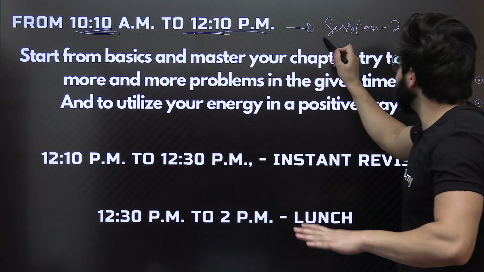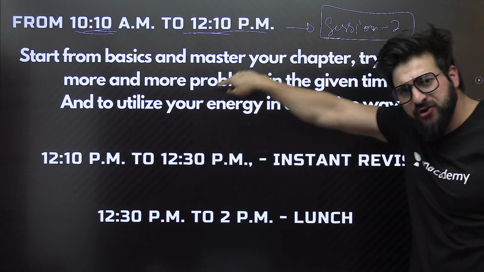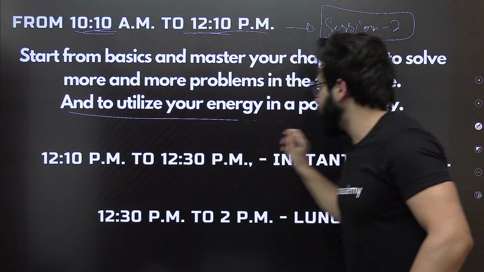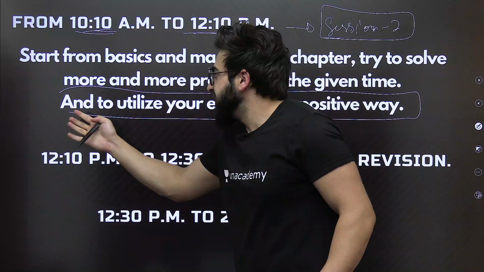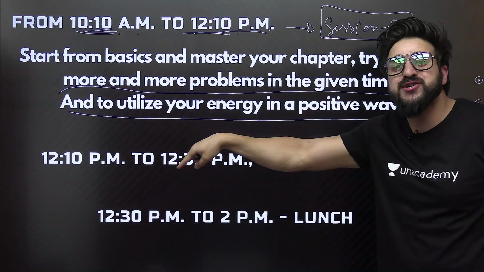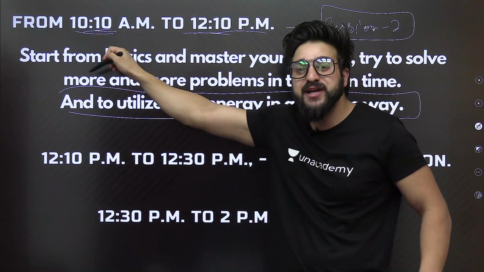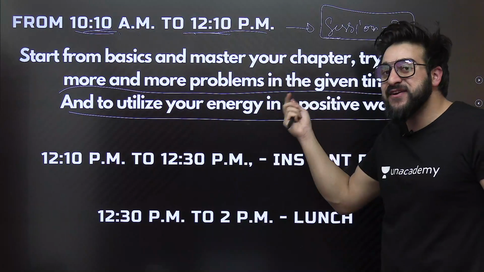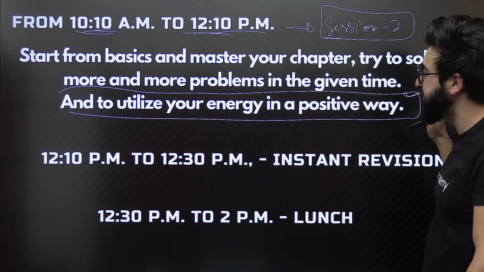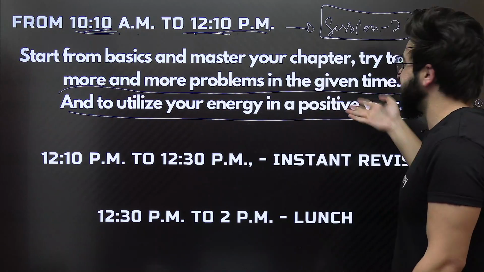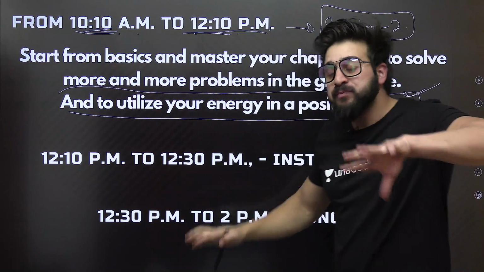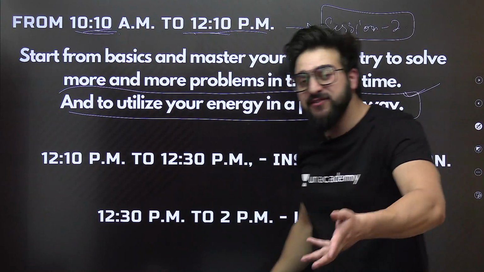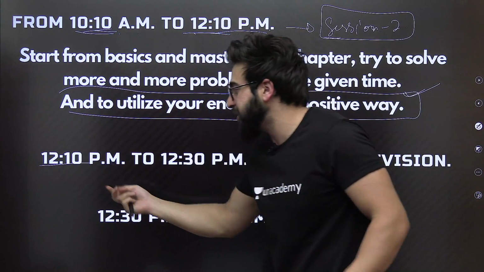So once you get done with session 2 from shift 1, what I explained to you previously is that you have to utilize your energy in a positive way. In this morning shift you will have lots and lots of energy. That's why I suggest you take the difficult portion, so that you will grasp more and more problems in a given amount of time. Okay, fine. Once you get done with session 2, it will get done by 12:10.